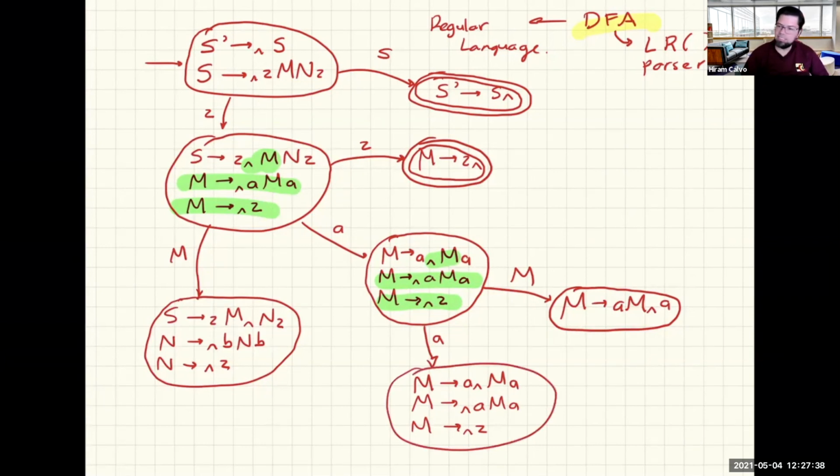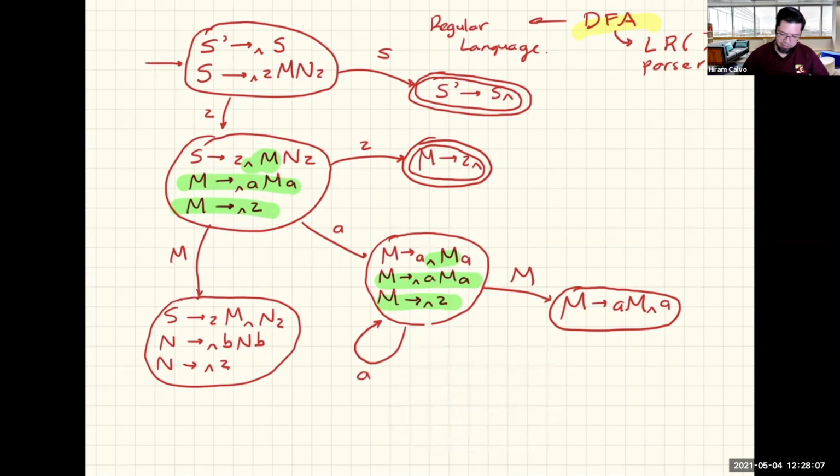So if you see these two states, they are exactly the same. Then it means this A goes back to itself. We don't need to add another state because this is the same as this one. So whenever you find that you have exactly the same rules in one state, it means it's the same. So we will just loop back this A. And that's it. And we erase this one, right?